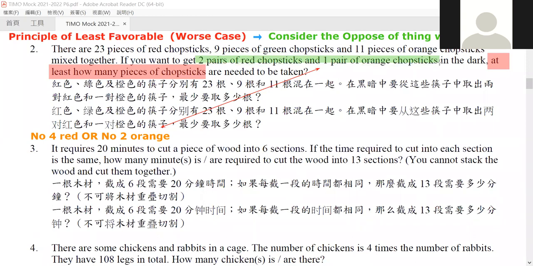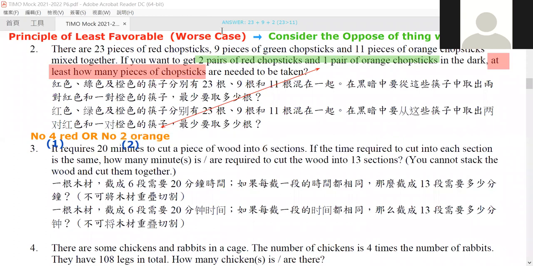Okay? Because we want two pairs of red chopsticks, we want four or more red chopsticks and two orange chopsticks. So what's the reverse of it? It's either you do not have four red or you do not have two orange. So this is the direct opposite. But now, once you think about this, you may find that it is much easier because we can separate them into two cases. One is the first one, no four red. The other is no two orange.